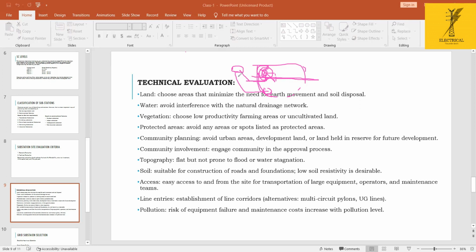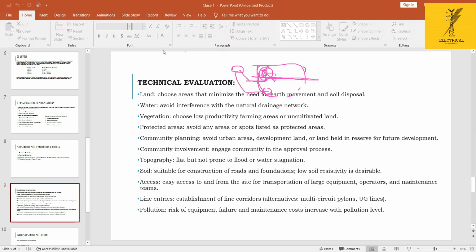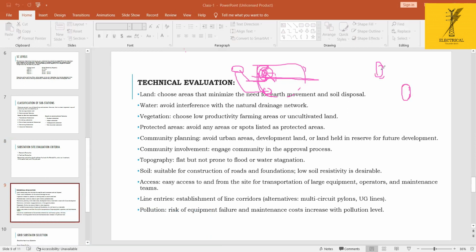And again, second one, economic evaluation. The evaluation should address the level of affordability, return on investment, initial capital cost, and life cycle cost. So how to compare both and bring the solution? Let's see a small example. I am having one land here, and one more land here. Suppose this land is having good soil and it is good for my civil constructions. The cost of this land is, suppose, 10 crore rupees.